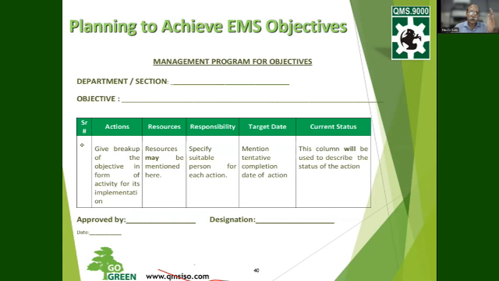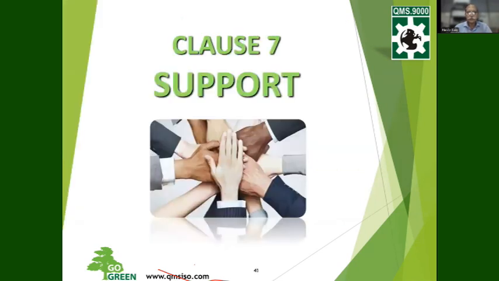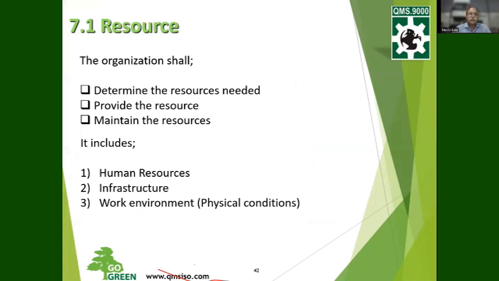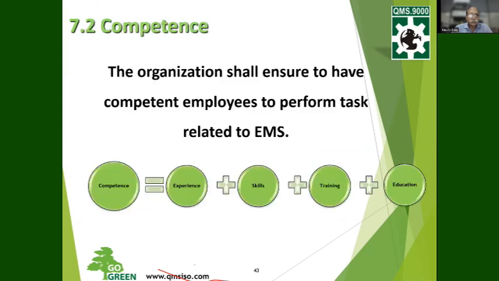So based on that objective, you make this management program. What actions are you going to take? What resources are required to do this? Who is responsible? What is the target date for that? And so on, right? Clause 7 is about resources. The organization must provide resources, infrastructure and work environment to ensure that you comply with the requirements of this standard. Competence, training of people, identify their needs.